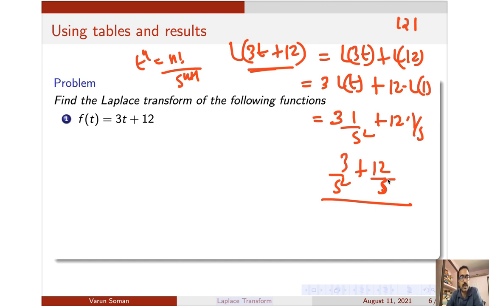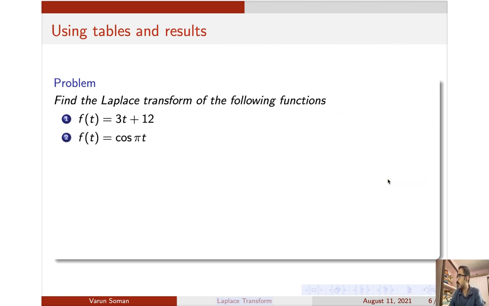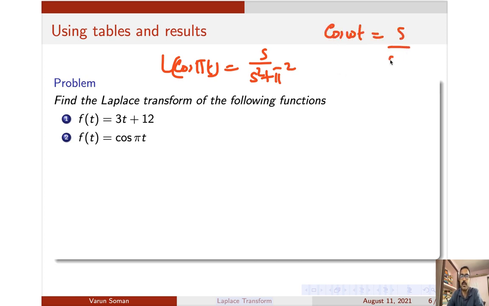Okay, so let us move on to the next problem. Find the transform of cos pi t. So what's the transform of cos pi t? It is L of cos pi t, which is simply s by s square plus pi square. I hope it is clear. Because look at the table, you can see the transform of cos omega t is s by s square plus omega square.